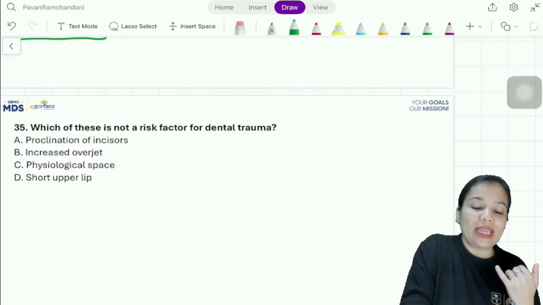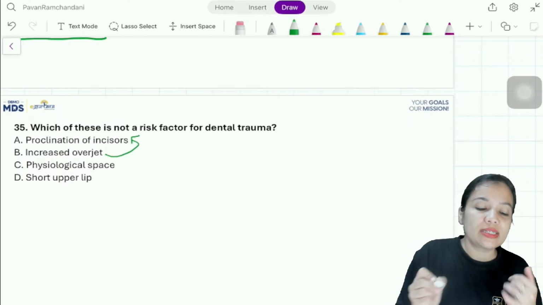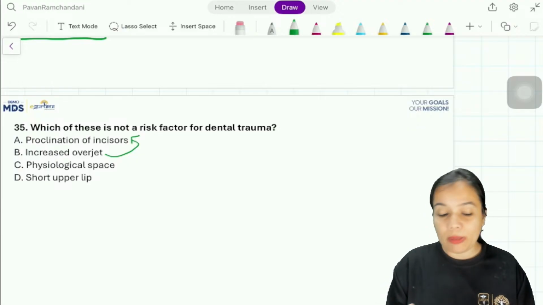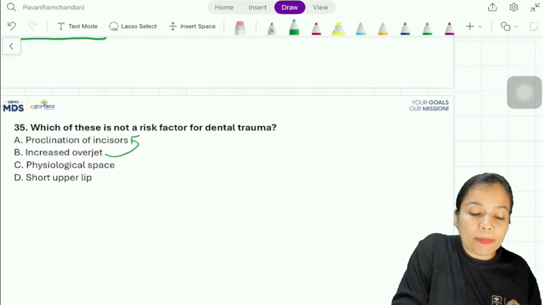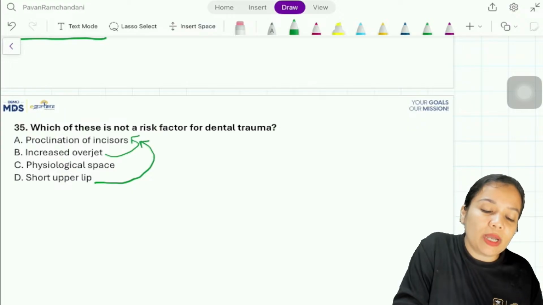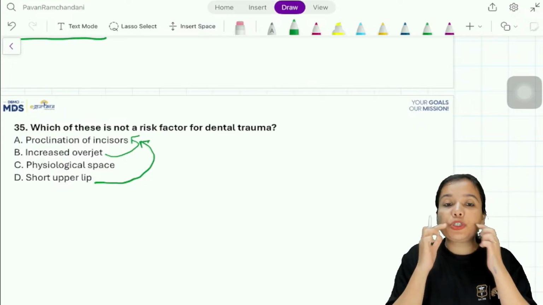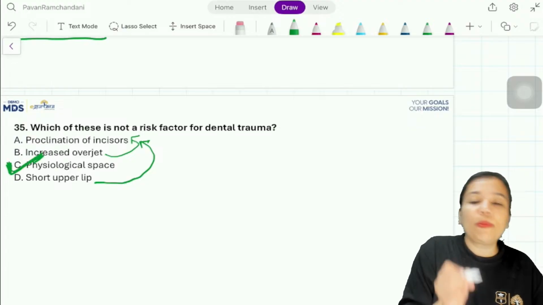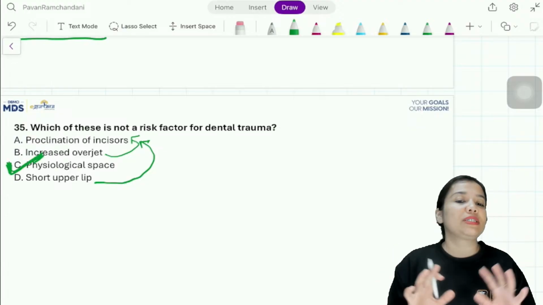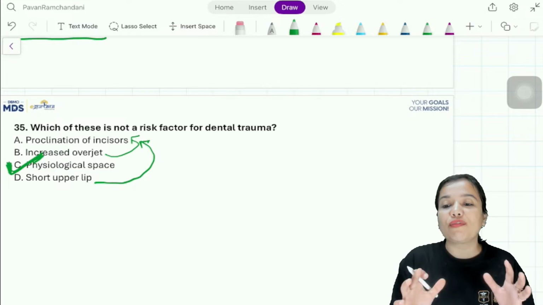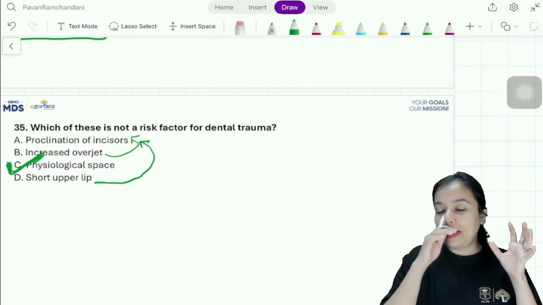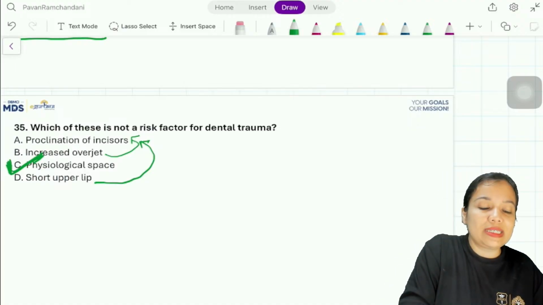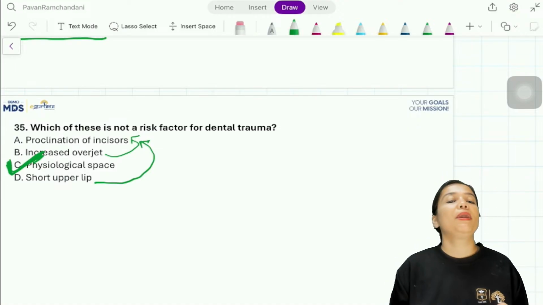Increased overjet, same as proclination of incisors, right? Increased overjet, so it will be a risk for dental trauma. Then short upper lip, again the incisors will become very very prone to injury if the upper lip is short. But having physiological space, there is no problem with the trauma. Physiological space, absolutely okay with the trauma. There is no risk factor for dental trauma in case of physiological space. The answer becomes C, physiological spaces.